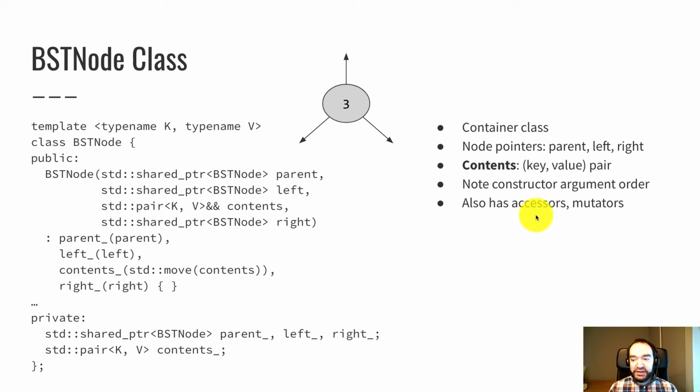I did not put in all of the accessors and mutators, but there would be accessor functions that return all four data members, the three pointers and the contents, and mutators to set them. In addition, we would probably have a convenience function that returns the key. The key is always the pair's first element. So contents.first is called the key of the node, and the value is stored in contents' second element.